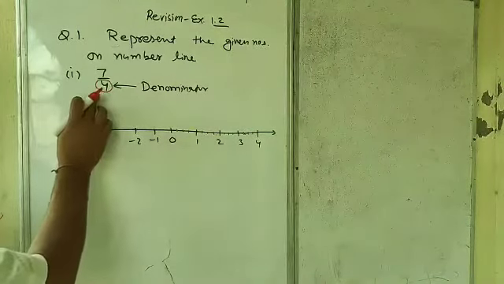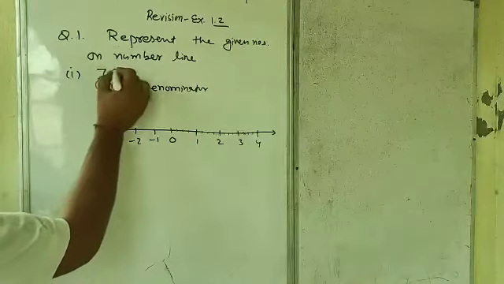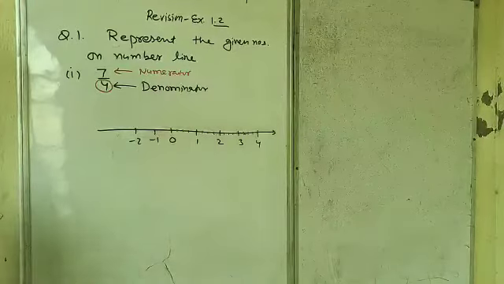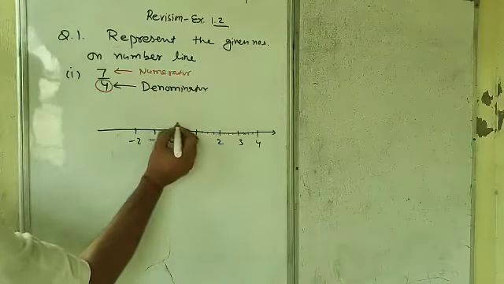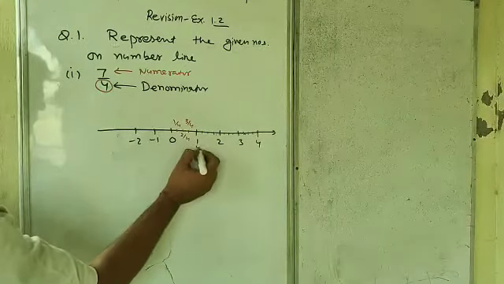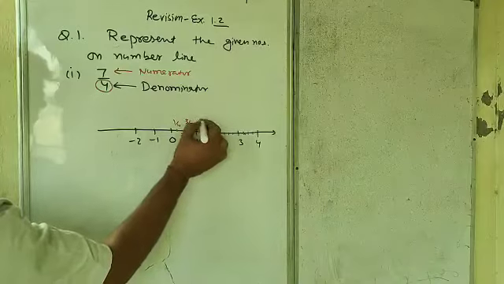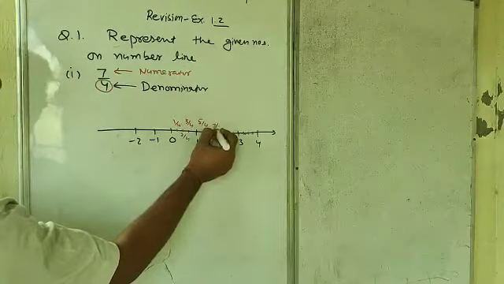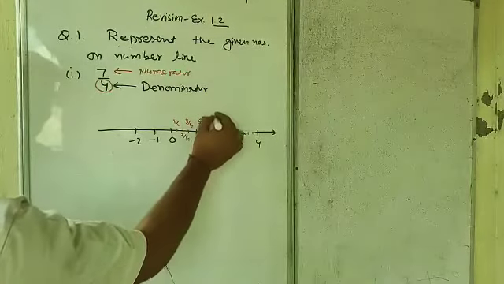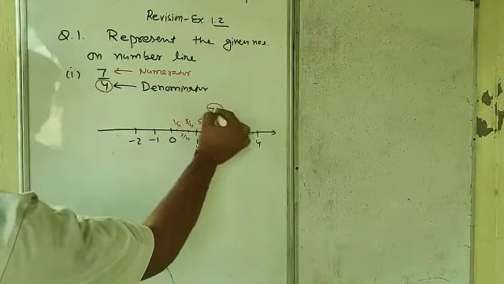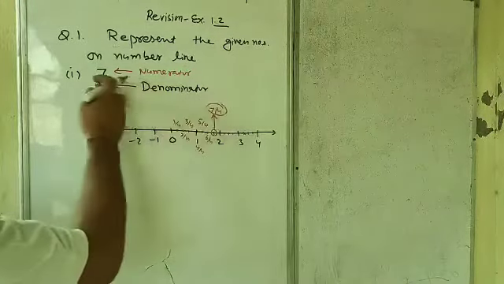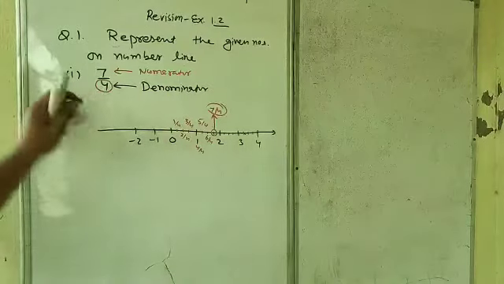Now its numerator is 7. So count by starting from 0: 1 by 4, 2 by 4, 3 by 4, 4 by 4, 5 by 4, 6 by 4, and then 7 by 4. So this point will represent 7 by 4. 4 by 4 is 1, so it is lying between 1 and 2 only.